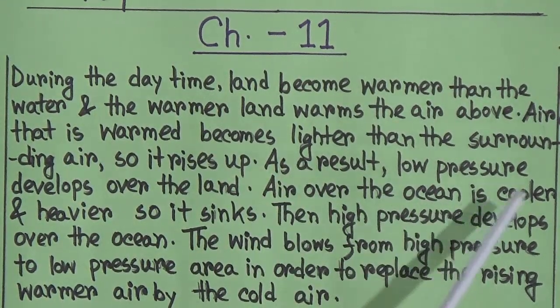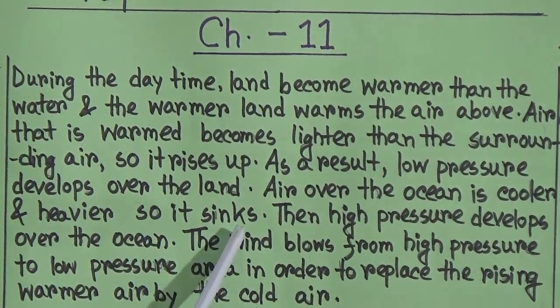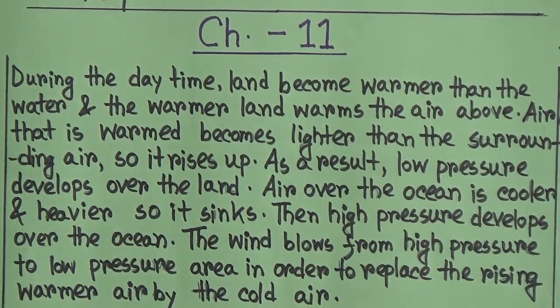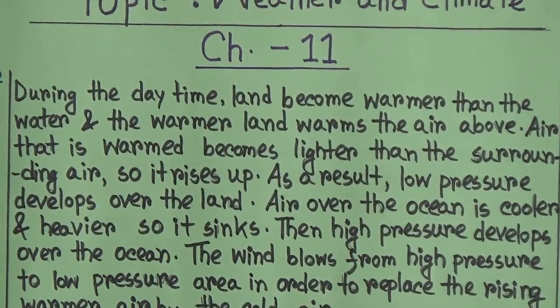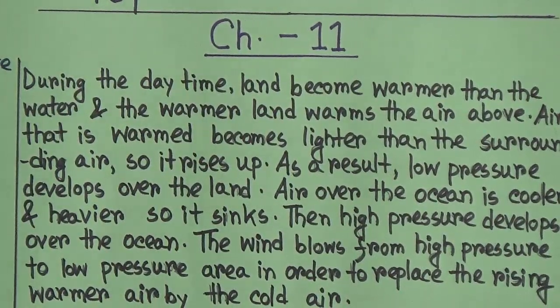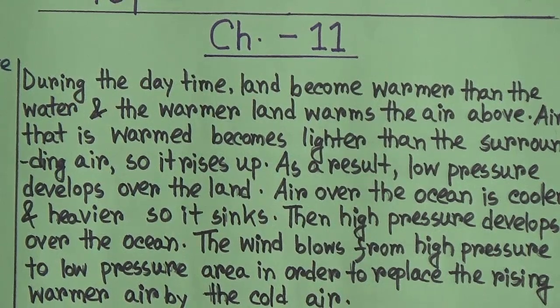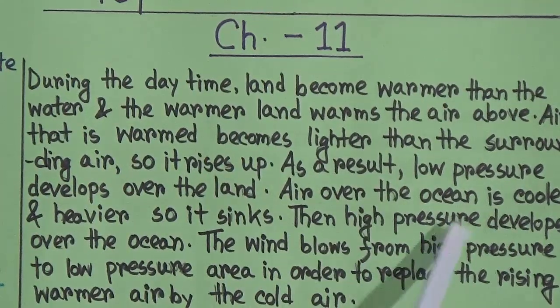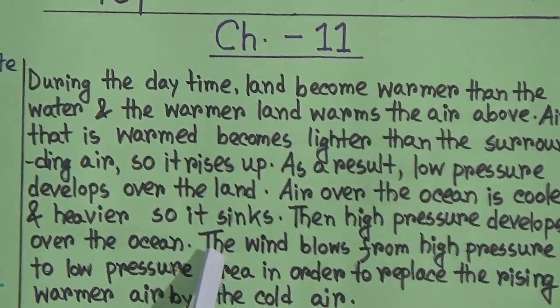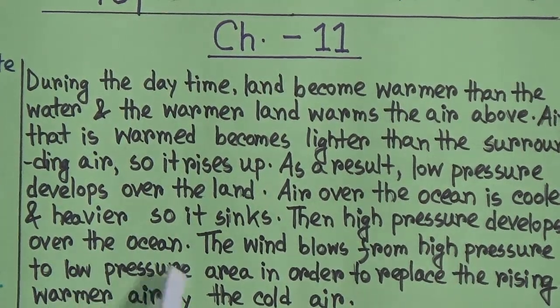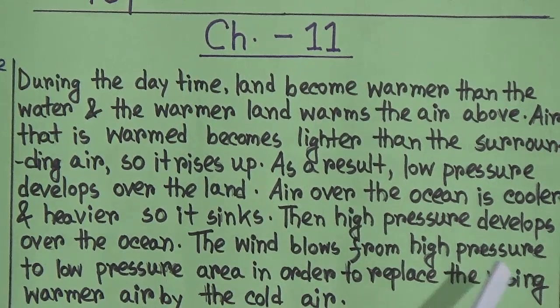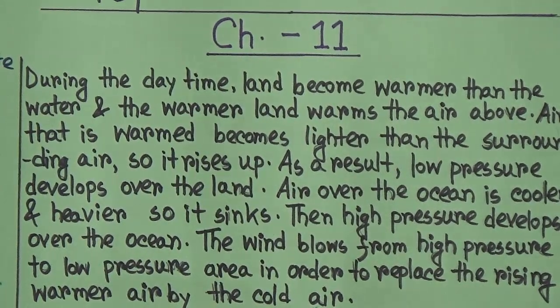Air above the ocean is cooler and heavier, so it sinks. That means during daytime, ocean air is cooler than the land air. That's why high pressure develops over the ocean and low pressure develops over the land. As a result, during daytime, air blows from ocean to land, because we know that air blows from high pressure to low pressure. As I told you, the wind blows from higher pressure to lower pressure area in order to replace the rising warmer air by the cold air.